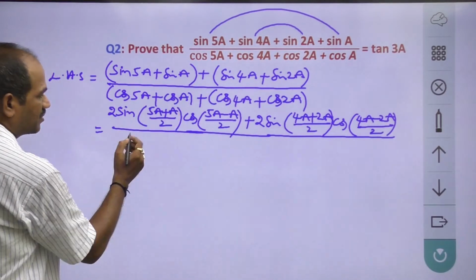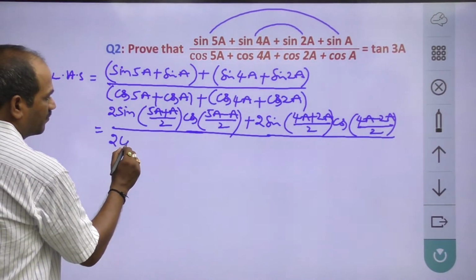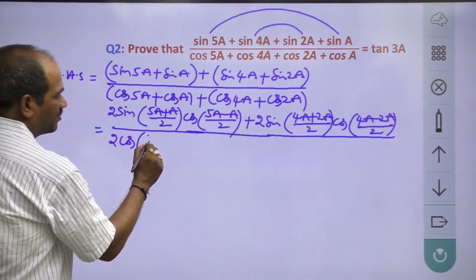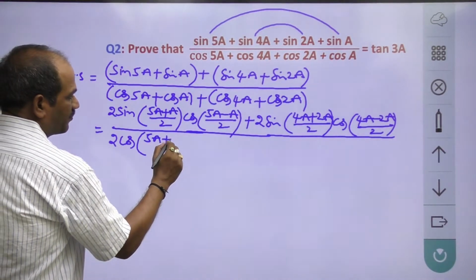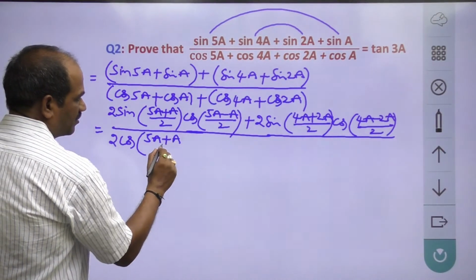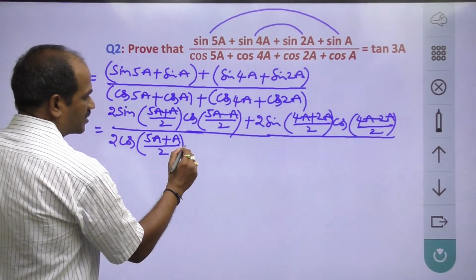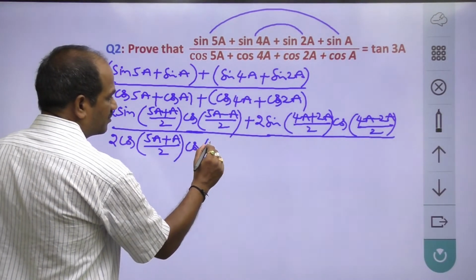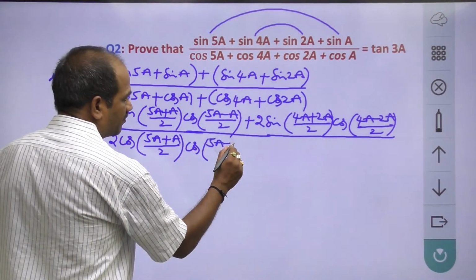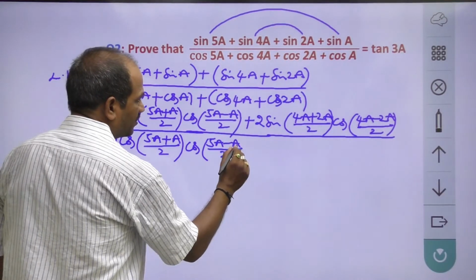Same for cos c plus cos d. In this formula, 2 into cos of (c plus d) by 2. So that is (5a plus a) by 2 into, next, cos of (c minus d) by 2. So that is (5a minus a) by 2.